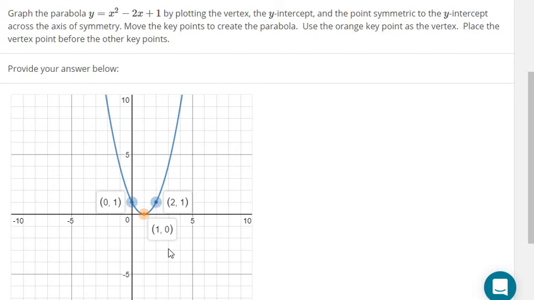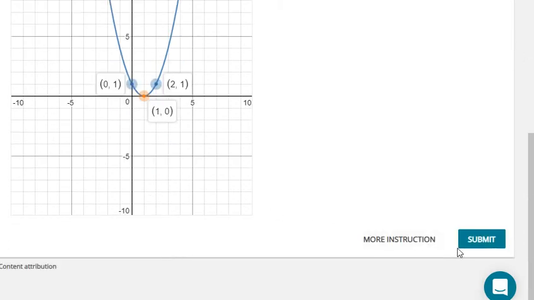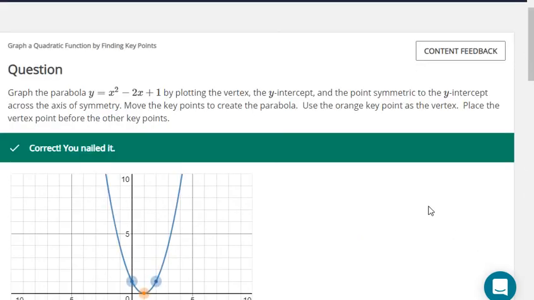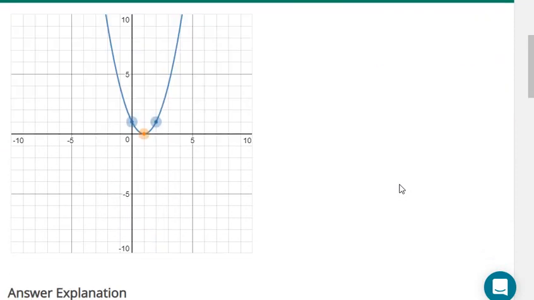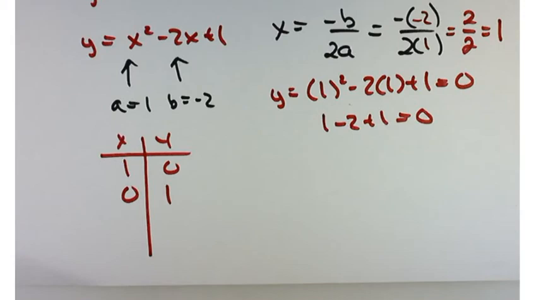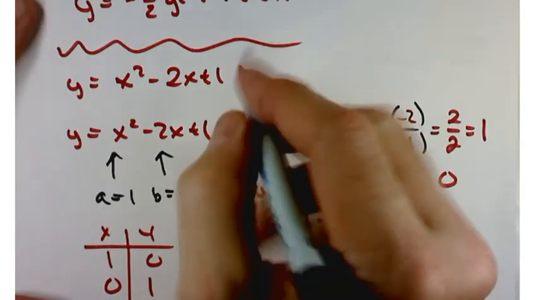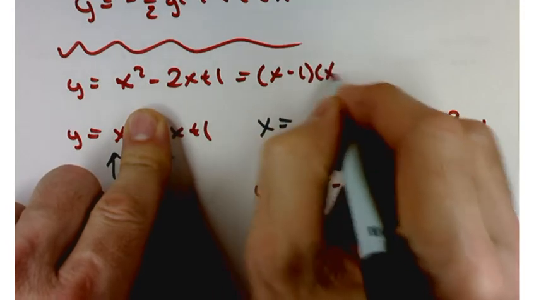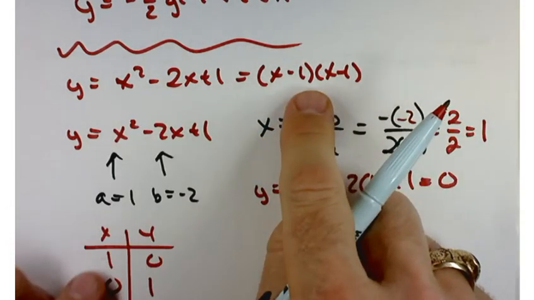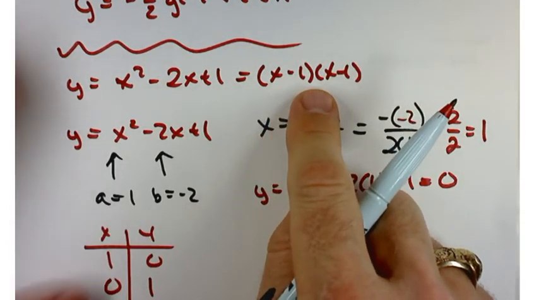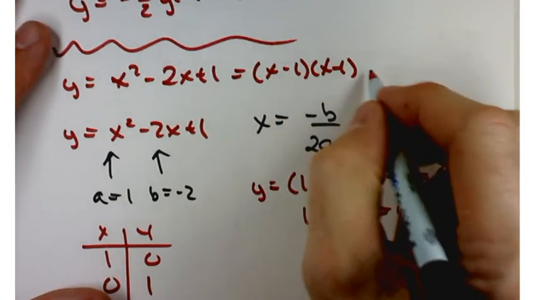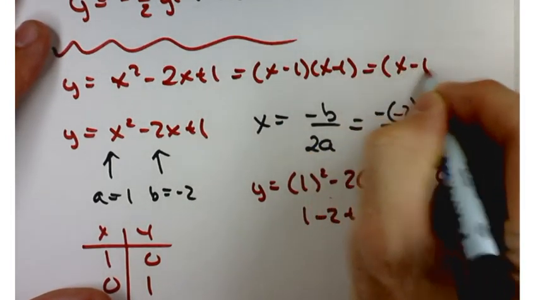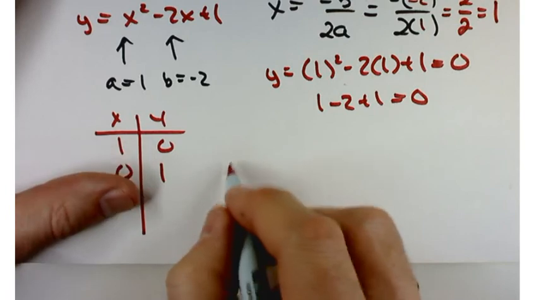Tell you what, there's another way that you could have envisioned this graph. And it actually goes back to the shifting that we did earlier in this section. And the way to envision that graph is to realize that this will actually factor as x minus 1 times x minus 1. But better than x minus 1 times x minus 1, what's another way to write that? X minus 1 squared.